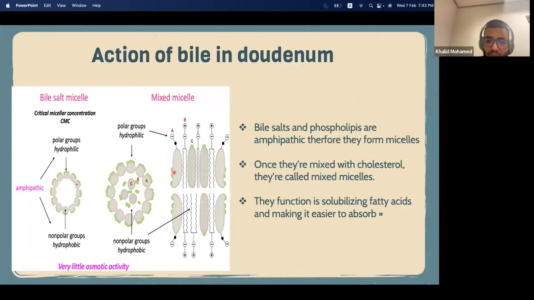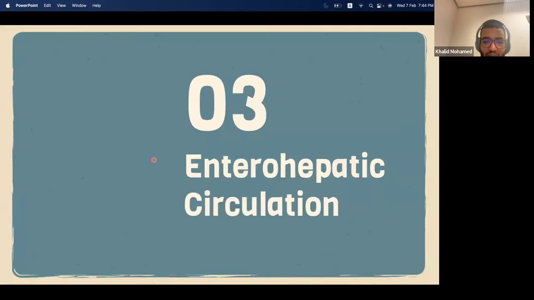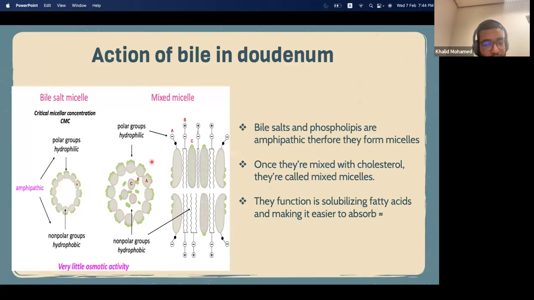So bile salts and phospholipids are amphipathic. Therefore, they can form micelles. Once they're mixed with cholesterol, they're called mixed micelles. This is not very important. What's important is their function in solubilizing fatty acids and making them easier to absorb. Emulsification as well is important. Okay, so any questions until now? Okay, we can move on.